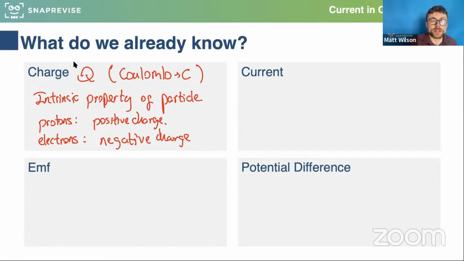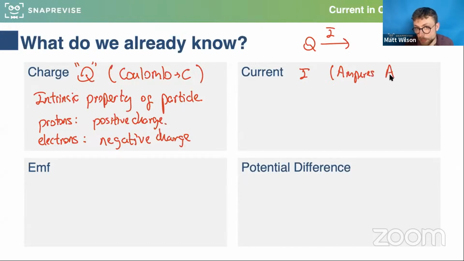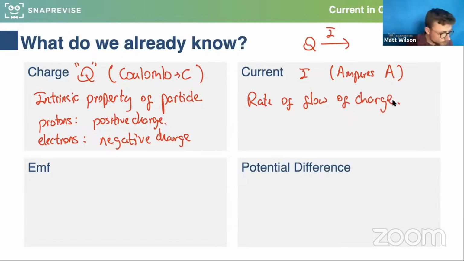Okay, good. So we have the stuff that we want to talk about. That's the charges. And then sometimes these charges are going to be moving around. And when they're moving around, we want to talk about how fast they're moving, how much charge is moving. And that's why we use the phrase current. So current is given the symbol I. It's measured in amperes, and it's given the symbol A. And it is a measure of the rate of flow of charge.